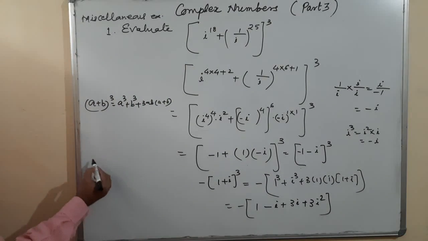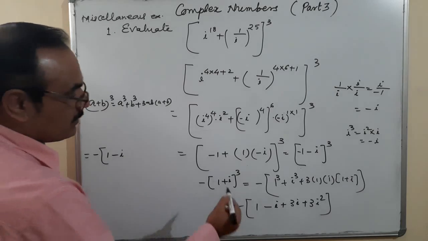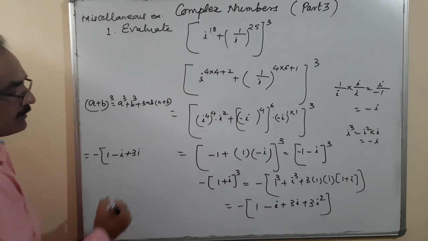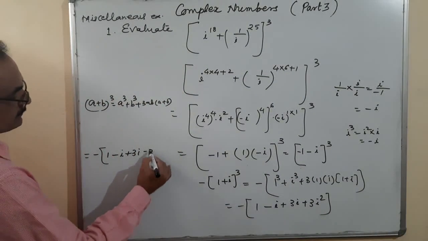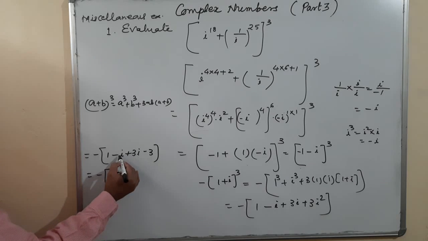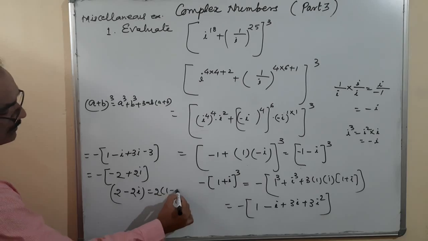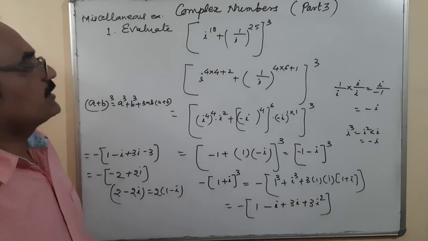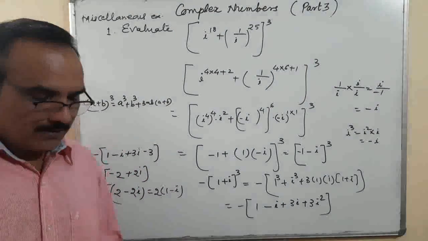And after that, with the minus sign: 1 minus i plus 3i, and i square is minus 1, multiplied by 3 is minus 3. So 1 minus 3 is minus 2, and 3i minus i is 2i, multiplied by the minus sign, so 2 minus 2i. Okay, 2 common, 2 into (1 minus i). This is the answer. This is the evaluation of the first question. Clear?